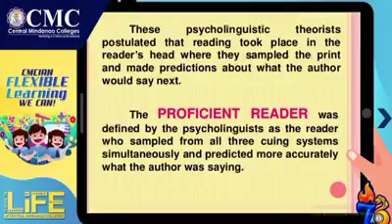These psycholinguistic theorists postulated that reading took place in the reader's head, where they sampled the print or made predictions about what the author would say next. The proficient reader was defined by the psycholinguists as the reader who sampled from all 3 cueing systems simultaneously and predicted more accurately what the author was saying.